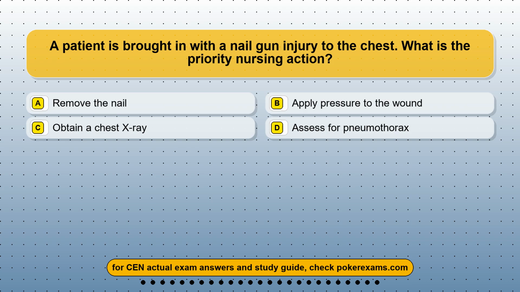Question 16. A patient is brought in with a nail gun injury to the chest. What is the priority nursing action? Option A, remove the nail. Option B, apply pressure to the wound. Option C, obtain a chest X-ray. Option D, assess for pneumothorax.